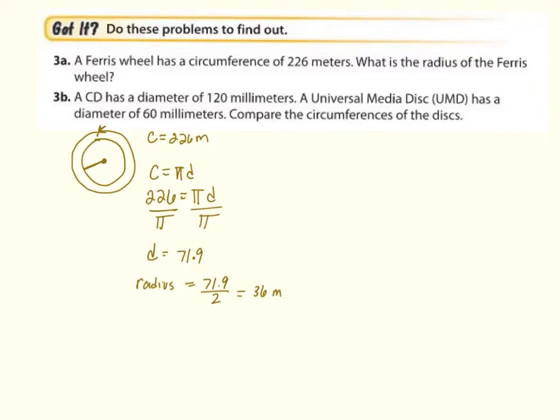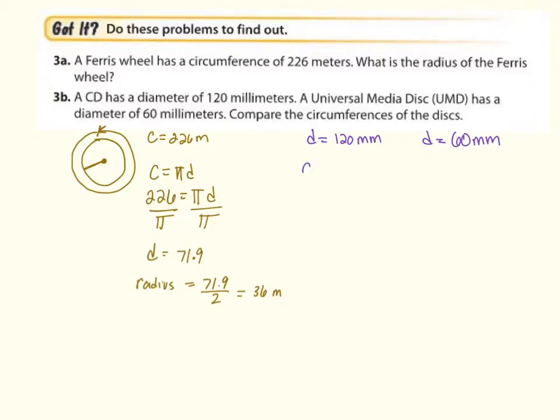The next problem, we're given two numbers for diameters, and what we're going to do is compare the circumferences once we find them, okay? So we have one CD that's got a diameter of 120 millimeters, and then a UMD, which is 60 millimeters.